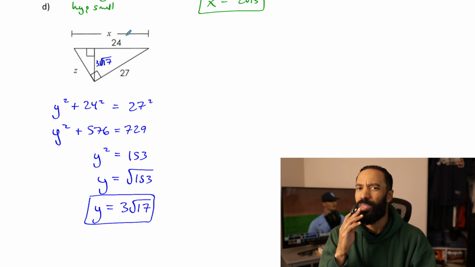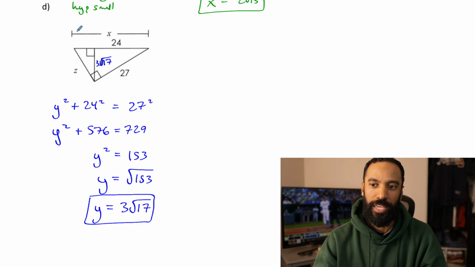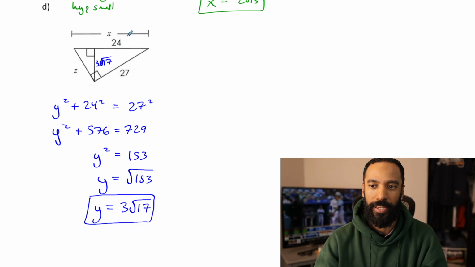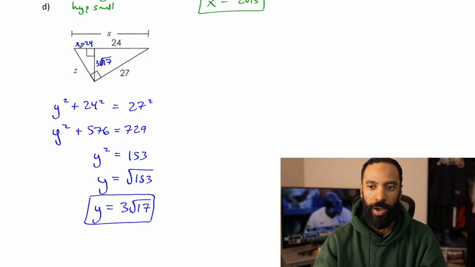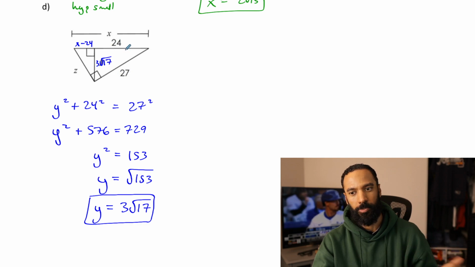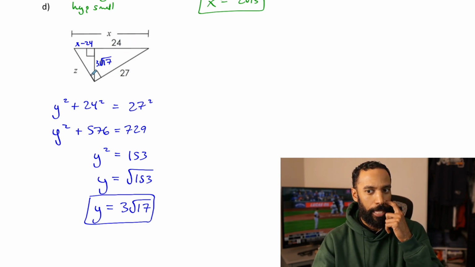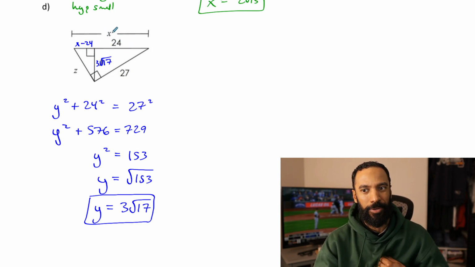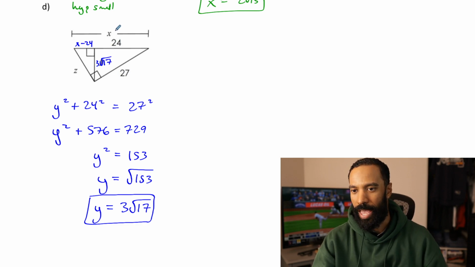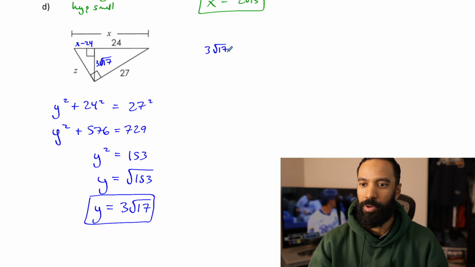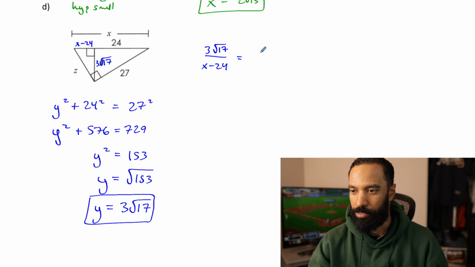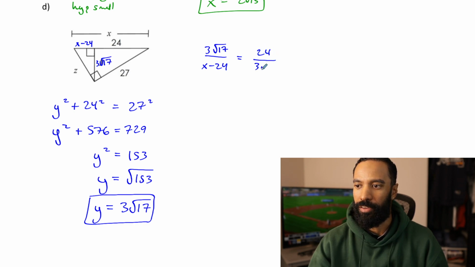I think x... You know, here's the thing. Even though x represents this whole guy right here, this would also be x minus 24 right there. The whole thing's x. Take this 24 away, and you have this. And I bring that up because I think x is my next go-to for solving. I think if I solve for z, I have to somehow use x. So I think x comes next. 3 root 17, again, the short leg of the medium over the short leg of the small equals the long leg of the medium over the long leg of the small.